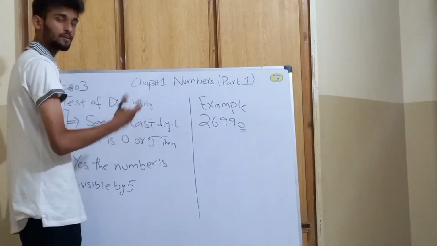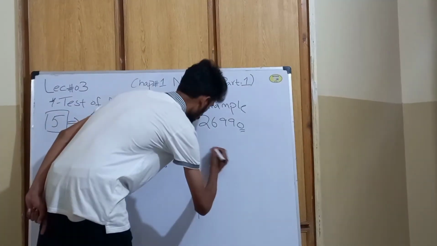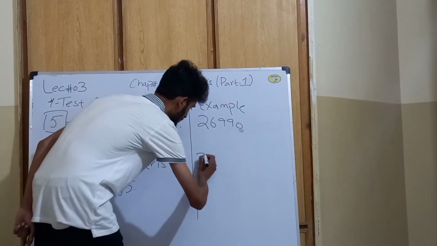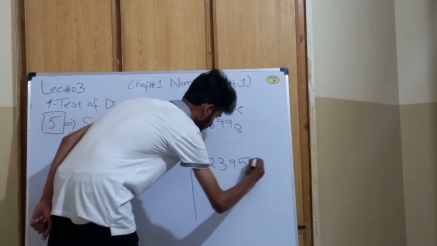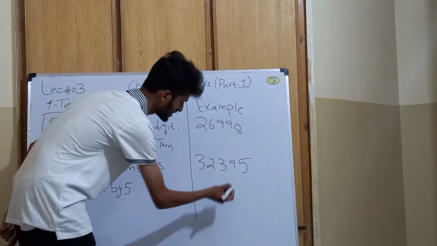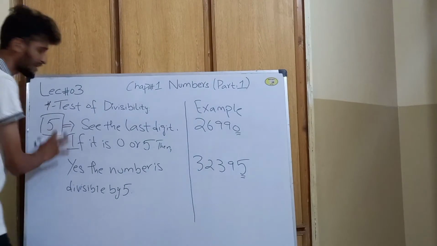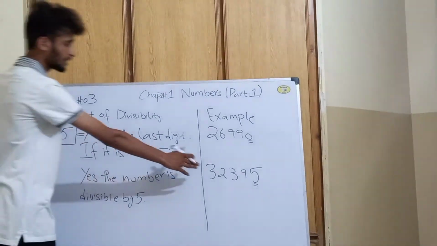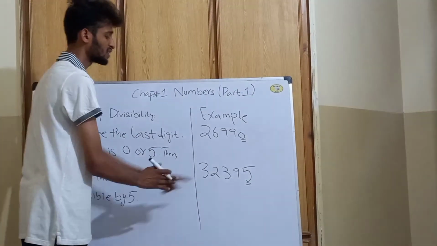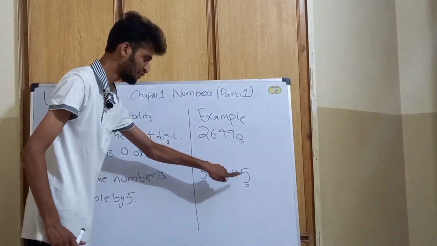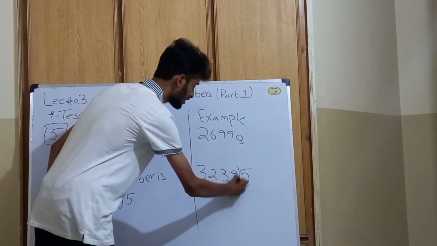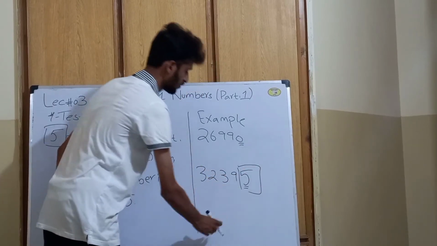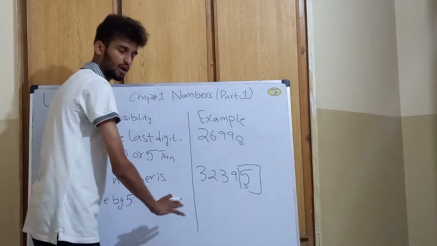Let's consider another example. Suppose we have a number 32395. So we will again see the last digit to check whether the number is divisible by 5 or not. If it is 0 or 5, then yes, the number is divisible. Here the last digit is 5. So the number is divisible by 5.